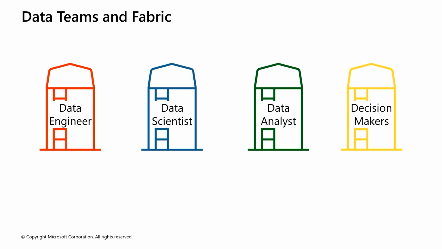So here's our siloed data team. Our decision makers need additional items added to a dashboard. So they reach out to the data analyst to create the item. The data analyst is going to need data that isn't available to them, so they contact the data engineer to request the data they need.